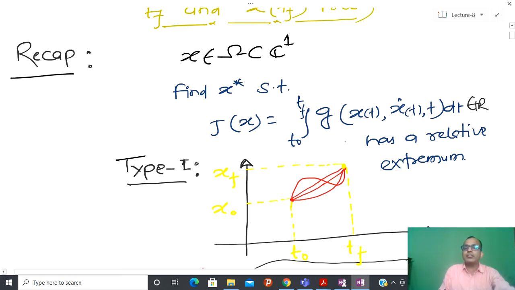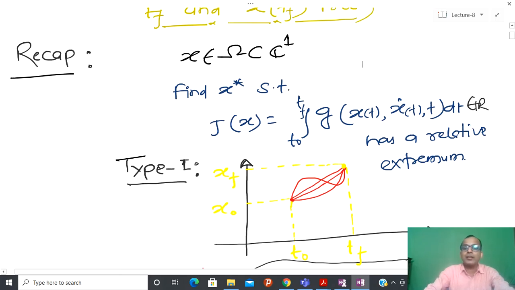is basically somehow a nonlinear time varying functional, and after integrating from t0 to tf it maps to R, some kind of real number. We are also assuming that g is continuously differentiable in x, x dot as well as t, and we have to find the x star such that this functional has a relative extremum or optimum.